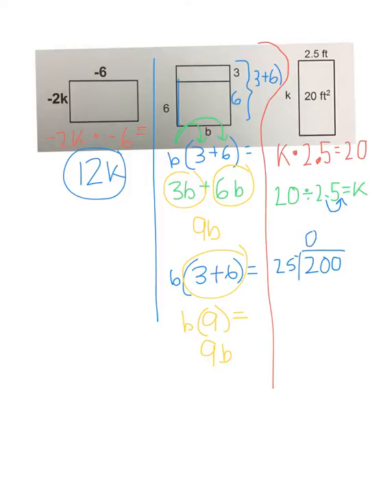25 can't go into 2, put a 0. 25 can't go into 20, put a 0. 25 goes into 200. Well, we know 25 goes into 100 4 times, so 25 goes into 200 8 times perfectly. So in this problem, k equals 8, and we are done.